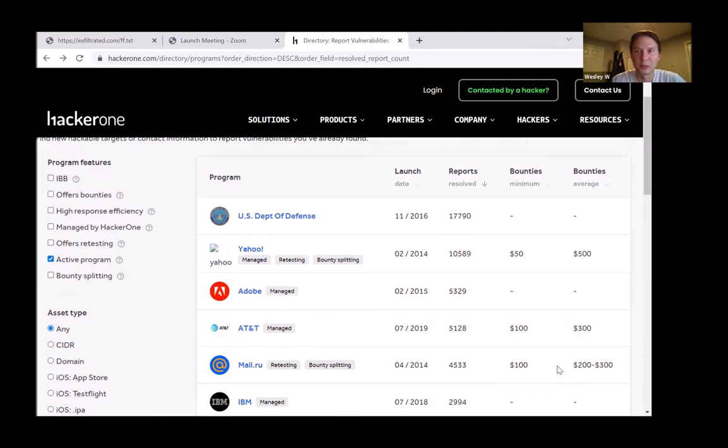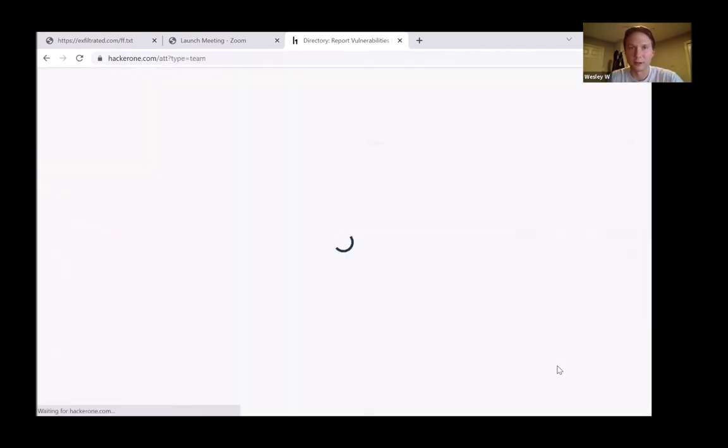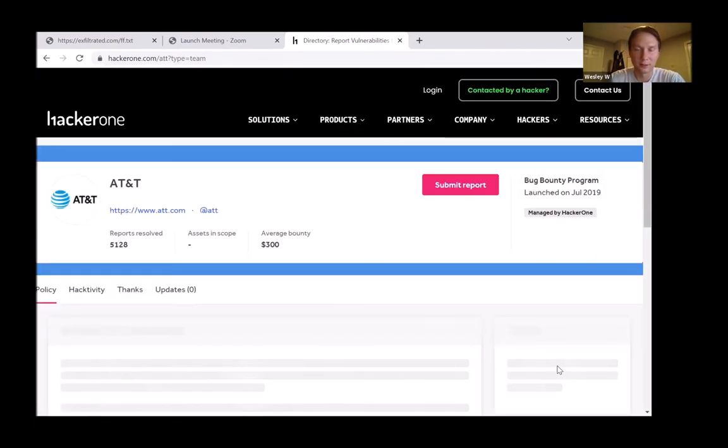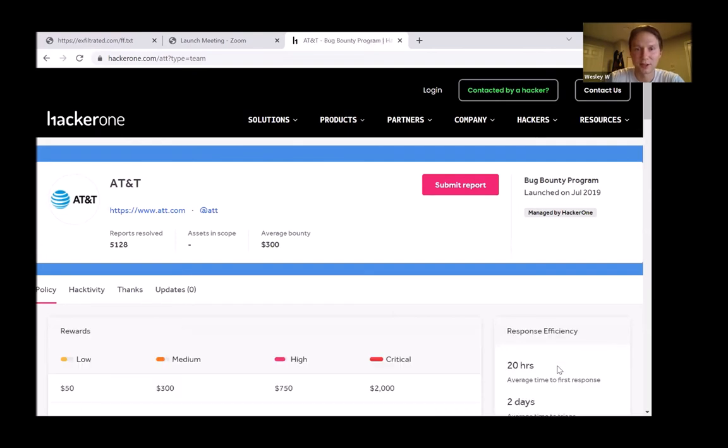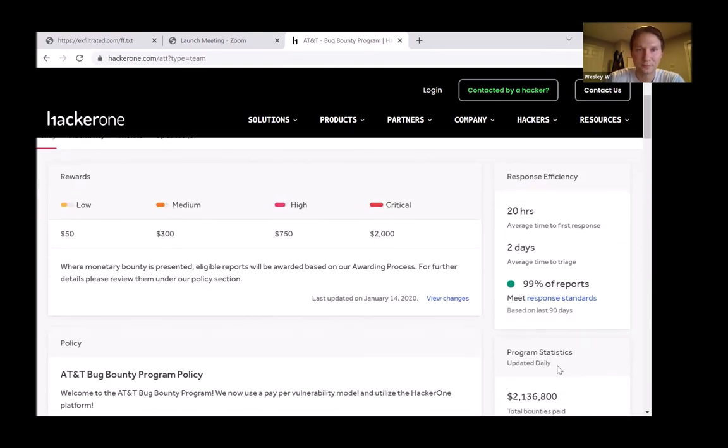They used to have like the most insane model ever, where they would pick their top five vulnerabilities each quarter and pay for them, and everyone else would get nothing. So you had to find something really great and they'd pay you like $100. But I guess they saw the flaw in their ways, so now they pay for vulnerabilities. But their scope, as far as I remember, is anything AT&T owned and managed, they'll pay you for.